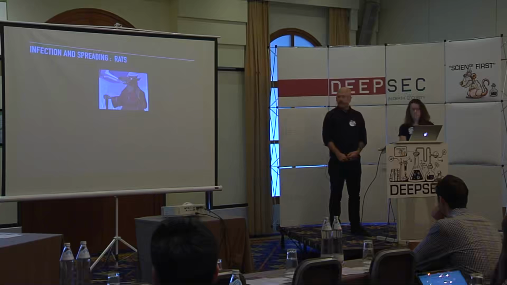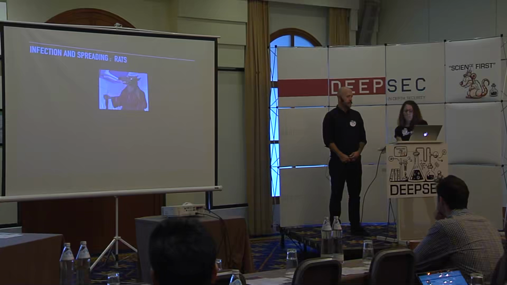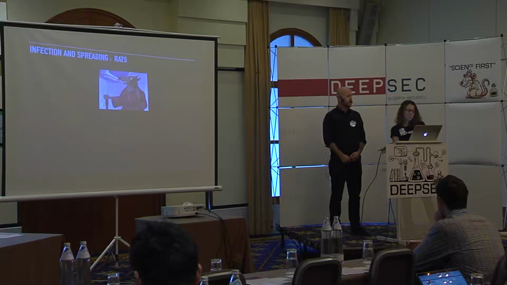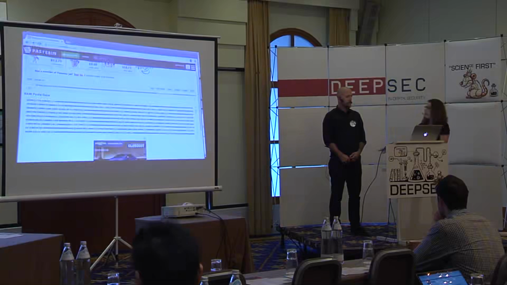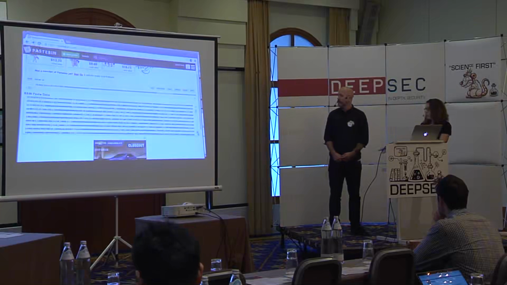Another way that they spread the botnet is through RATs, remote access Trojans. One method that we're using to find these RATs is by scraping Pastebin. We have a Pastebin scraper that looks for pastes with text that is binary or base64 encoded. This is an example here of one that we found that's all in binary code.